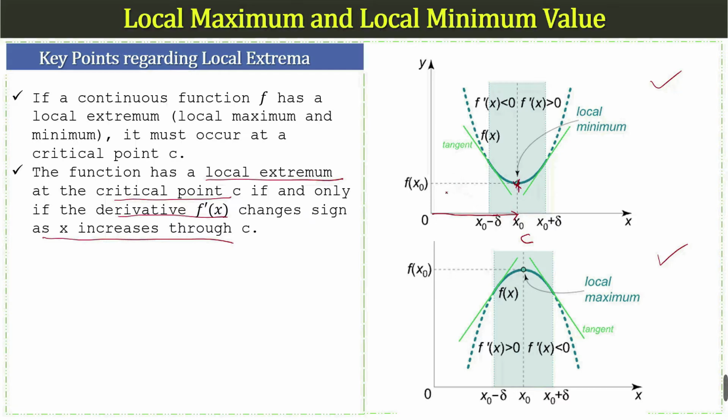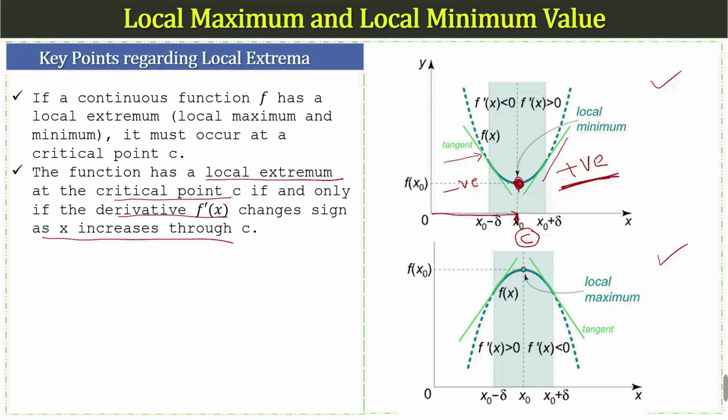we can see the sign of the derivative is negative, because the slope of the tangent line is negative before the critical point. After the critical point, as x is increasing through c, we can see that the slope of the tangent line is positive. This means the first derivative is positive as x is increasing. It means the function has a local minimum at this point.